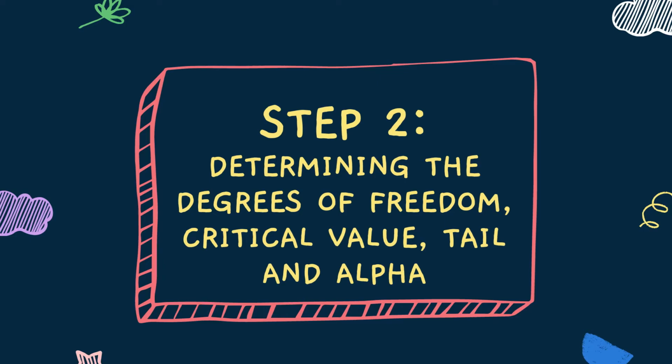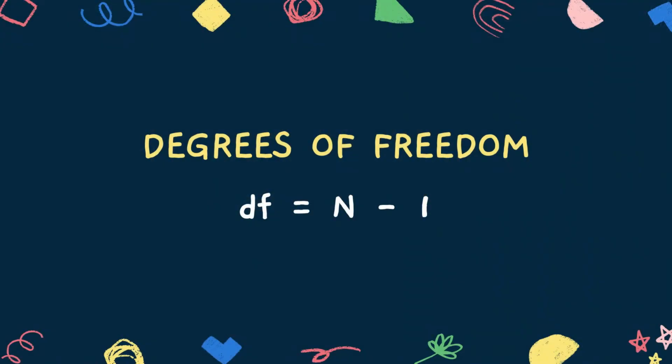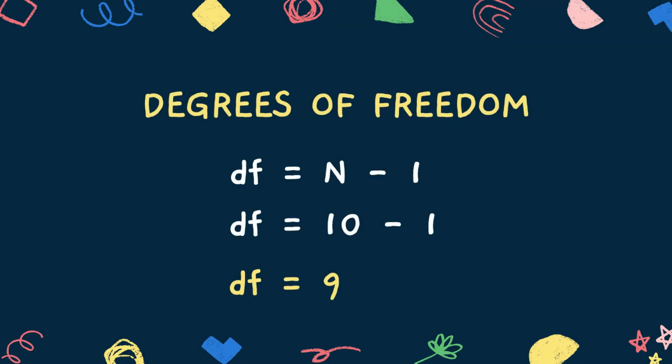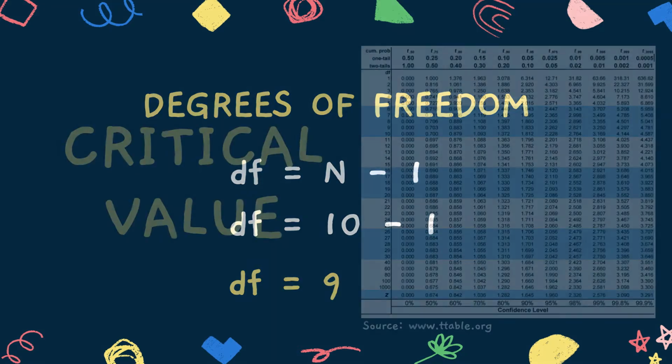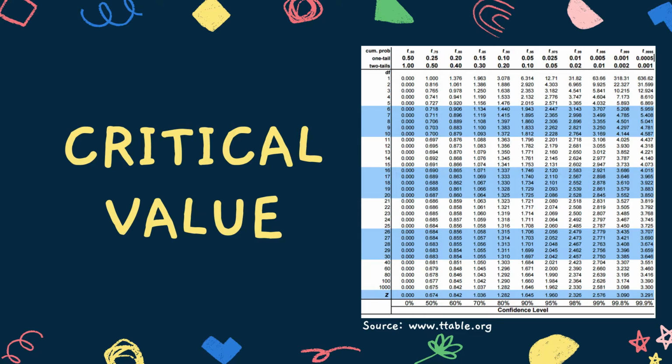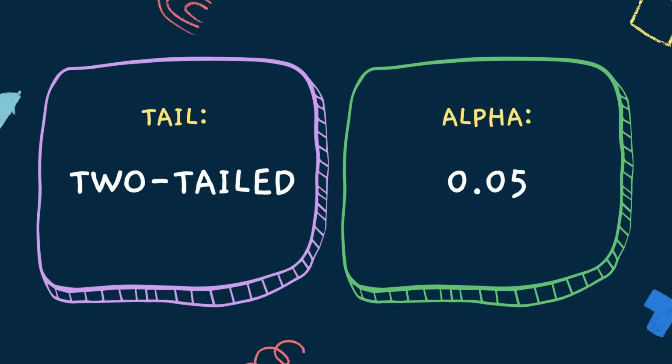Since this is a dependent sample t-test, to get the degrees of freedom, we use the formula n minus 1. Since our n earlier was 10, just subtract 1, meaning our degrees of freedom would be 9. For the critical value, we need to use the t-table. In identifying the critical value, we need to know our tail and alpha. In this case, our tail is 2-tailed and alpha is 0.05.